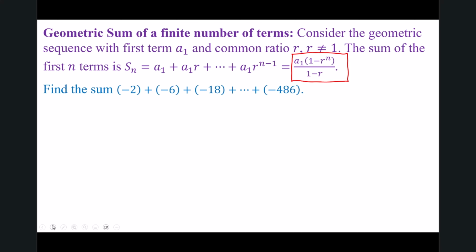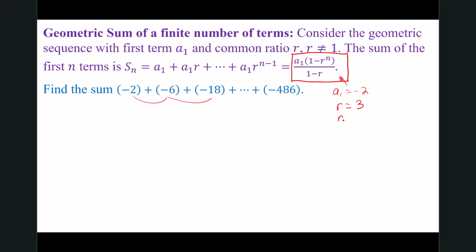So let's find the sum of this series. I have negative 2 plus negative 6 plus negative 18 plus all the way to negative 486. So what do I need to use this equation? I need a sub 1, which I have. It's negative 2. I need r. R here is 3 because I keep multiplying by 3, right? Negative 2 times 3 is negative 6. Negative 6 times 3 is negative 18, etc.